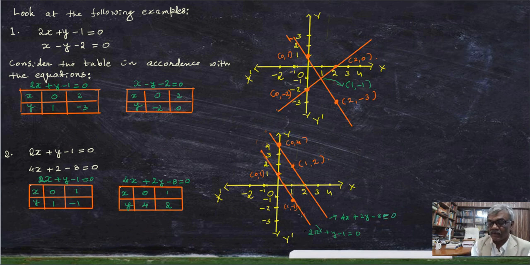These two represent a pair of equations, given by a pair of linear equations in two variables. In the above case, the first equation represents 2x plus y minus 1 is equal to 0, and the second is x minus y minus 2 is equal to 0. They are intersecting at the point 1 and minus 1. And what happens, we will see at the end of the next example.